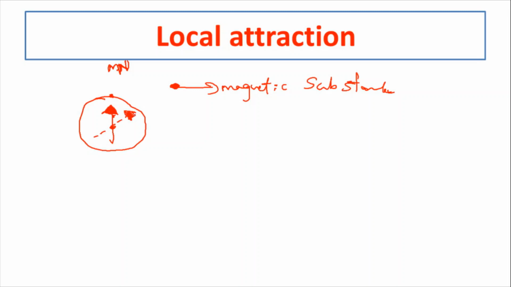Because of this, instead of showing the actual magnetic north, this will be shown as the magnetic north. So you will get wrong readings. Because of the effect of local attraction, wrong readings are obtained.